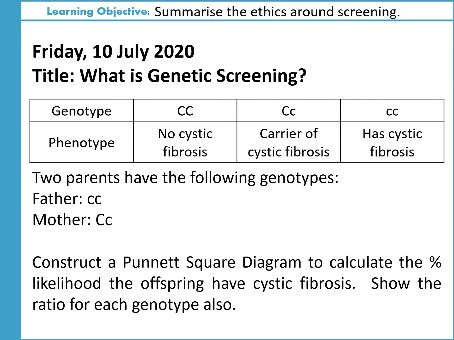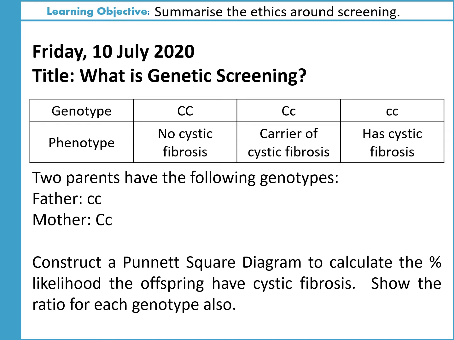By way of a starter, I would like you to have a go at drawing a Punnett square for two parents who carry alleles for the cystic fibrosis condition. So in the table you can see the genotypes, big C, big C, big C, little c, and little c, little c, and the phenotypes for whether or not those individuals would have cystic fibrosis. And I want you to calculate the likelihood of any offspring of that couple having the cystic fibrosis condition.